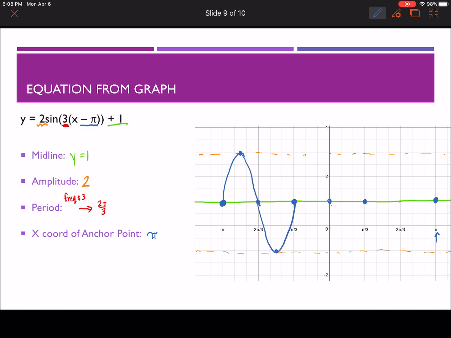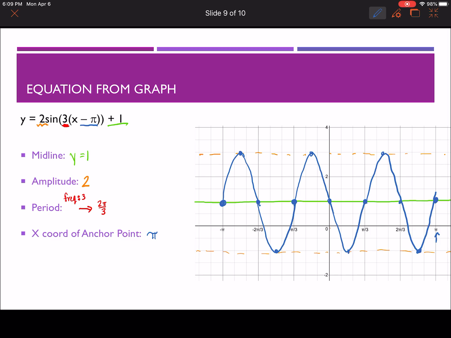I'll sketch out the other two in case you were graphing either of those other two. There's a second full cycle. And a third full cycle.